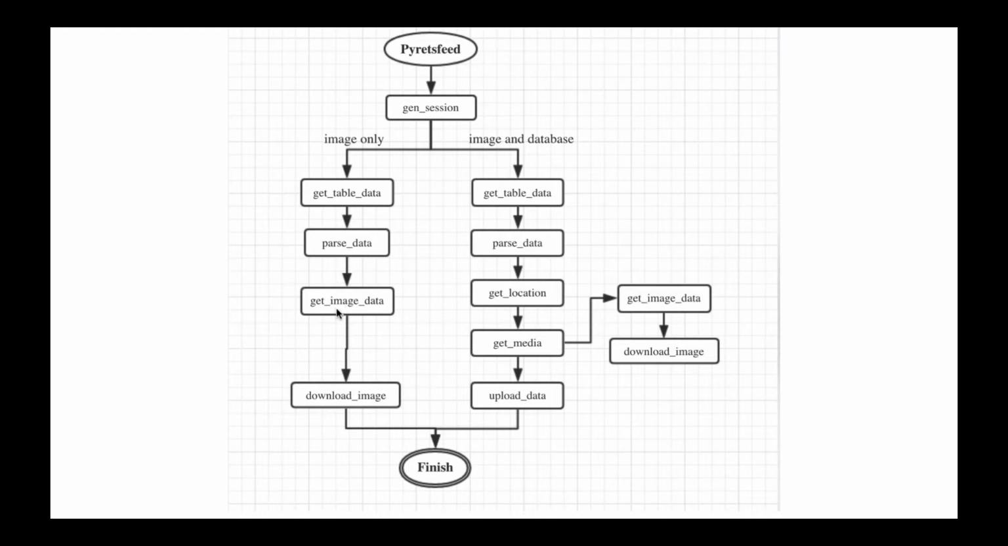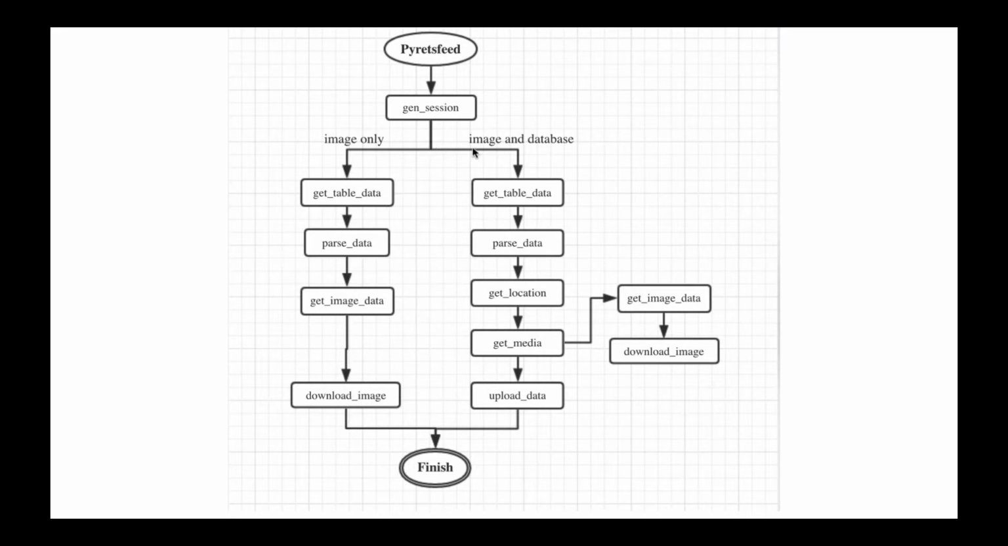In this function, we can get the image data of each property, and we download all the images into our physical folder. So after this function, we can get all the images. We can download all the images stored in our machine.